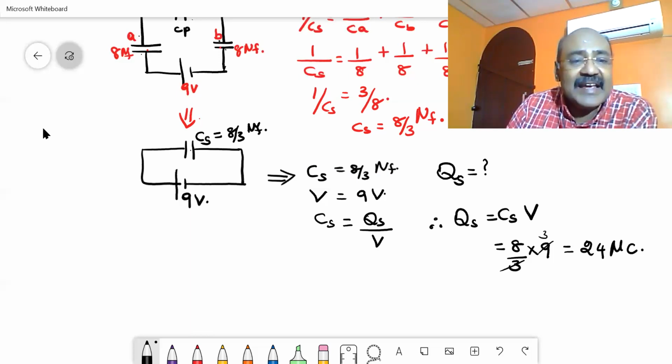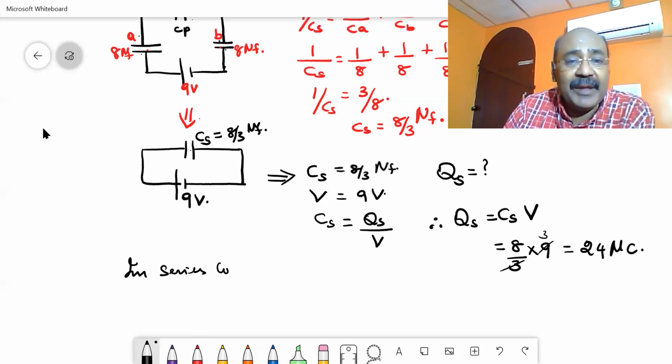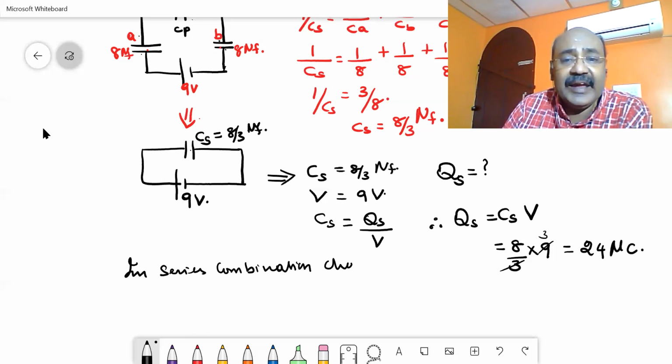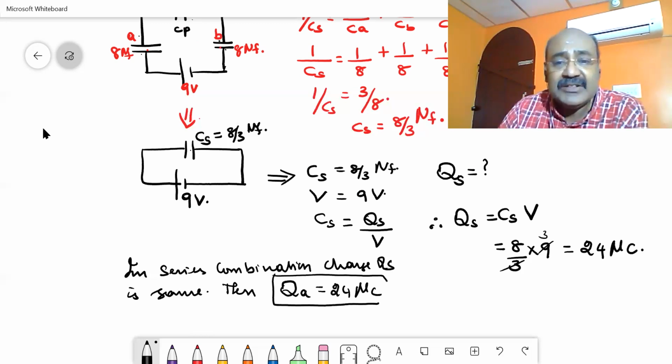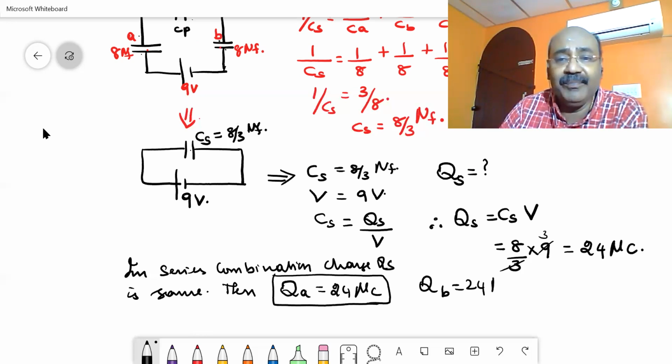So in series combination, charge is constant. In series combination, charge QS is the same. If it is the same, then I can write the charge available for A is equal to 24 microcoulomb. First option I have calculated. Then the charge available for B is another 24 microcoulomb.